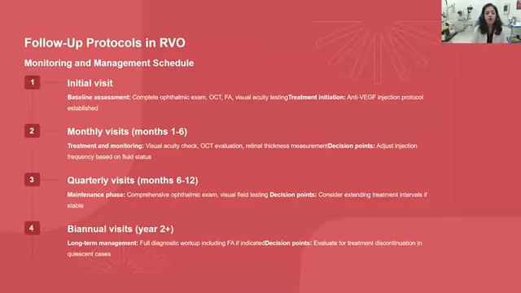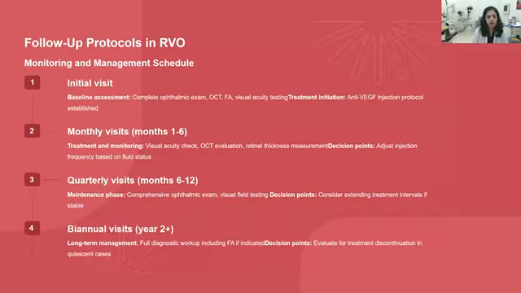And quarterly visits, that is months 6 to 12, you give a maintenance phase and consider extending the treatment if you see no recurrence of the macular edema. And biannual visits, you do a full diagnostic workup every year, and you can do FFA in case you suspect neovascularization in these cases.